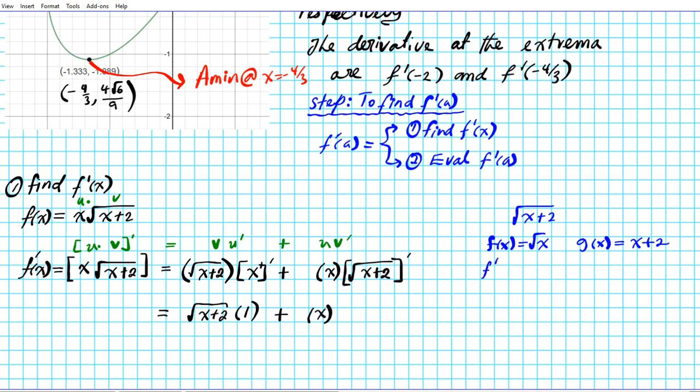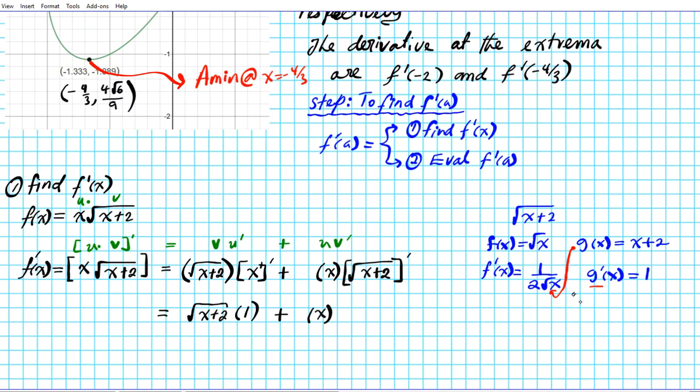So if we differentiate the outer function, derivative of root x is 1 over 2 root x. And then differentiate the inner function, derivative of x plus 2 is just derivative of x, which is 1, and the derivative of 2 is 0. Alright, so what we're going to do is take the inner function and plug it into the derivative of the outer, and then multiply that by the derivative of the inner function, which is 1.